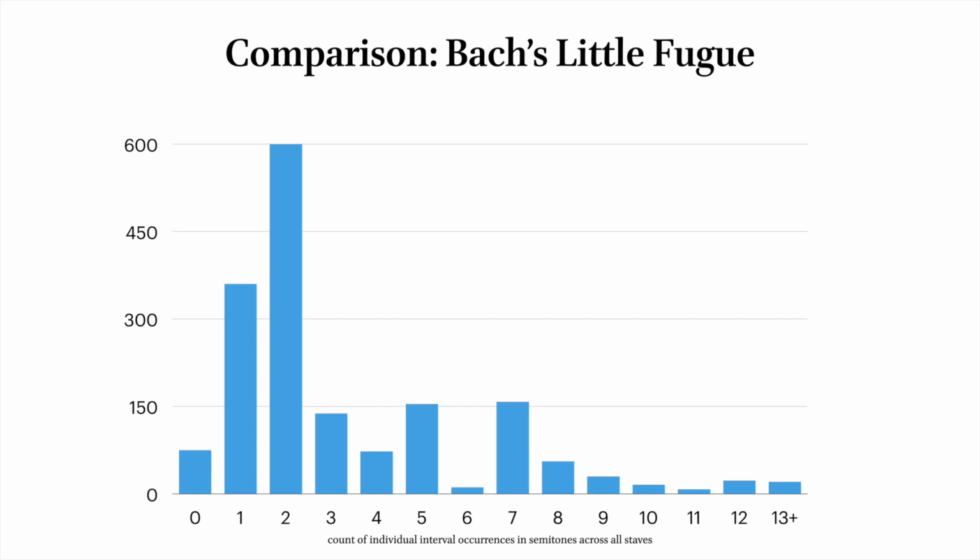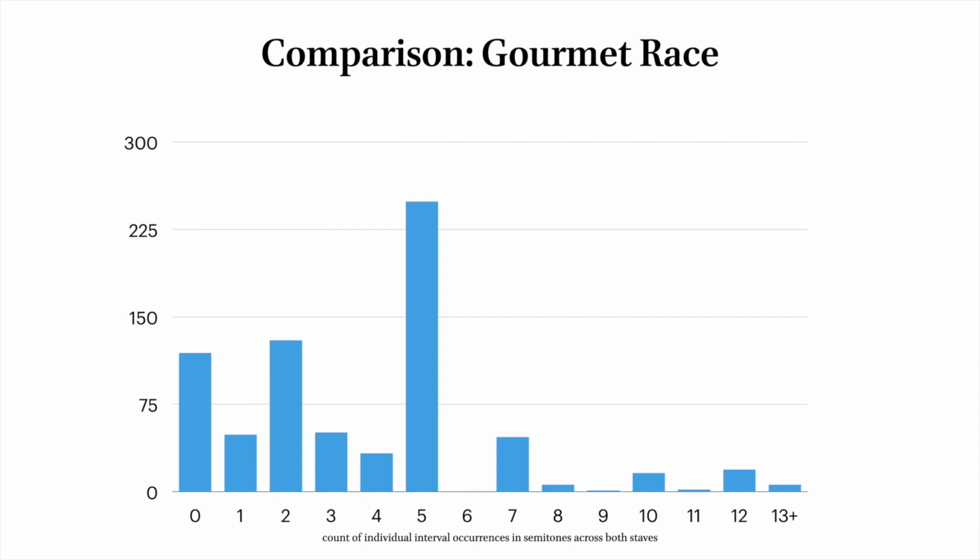As a fair point of comparison, here is Bach's Little Fugue, calculated the same way. There is much more emphasis on whole tones, but as you can see, there is the same general shape of most of it being towards the left end of the graph. And just for fun, here is Gourmet Race, also calculated the same way, because as you can see, it also has a heavy emphasis on the 5 semitone interval.